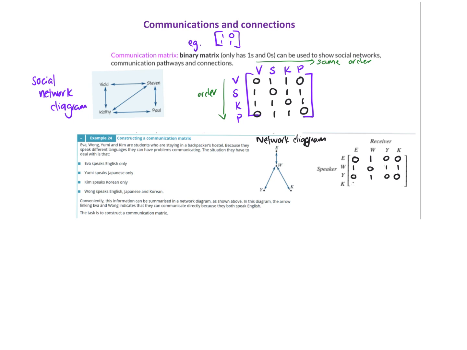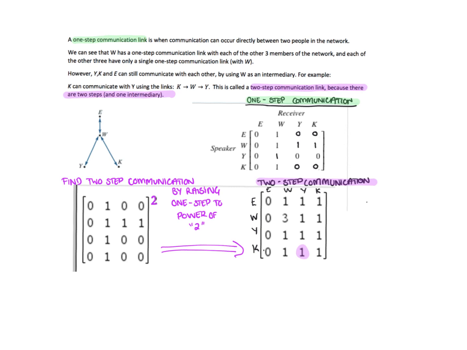And Kim can only talk to Wong as well. So there we go. We've set up a communication matrix. What this is actually called is a 1-step communication matrix. What we mean by 1 step is that you can directly get that message. Who can you talk to directly? When you're talking about who can directly talk to each other, that's called a 1-step communication matrix. A 1-step communication link is when communication can occur directly between 2 people.